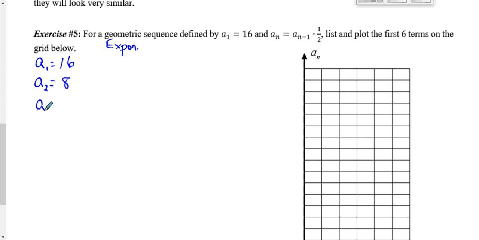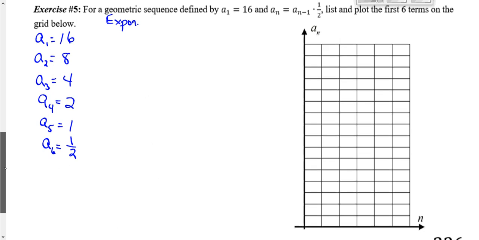So we take that 16 times a half and get 8. So what's the third term? 4. What's the fourth term? 2. And the fifth term? 1. The sixth term? A half. Is that what they wanted? First 6. Okay. What's the seventh term? What's half of a half? A quarter. Quarter, thank you. Okay, now we're going to plot these, yeah?